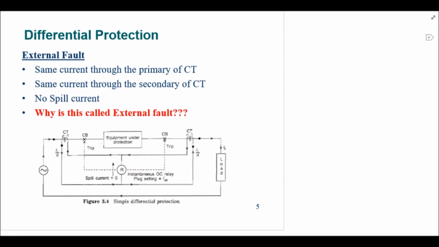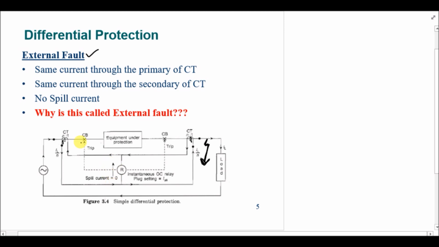Let's take another example in which, for example, we have an external fault. And by external fault, we mean that the fault is not occurring within the zone of this differential protection scheme. So the zone is starting from this CT till this CT, and the fault is occurring outside the zone of the relay or differential protection scheme. So if it is outside the zone of the protection scheme, then this protection scheme should not operate and the spill current should remain 0.